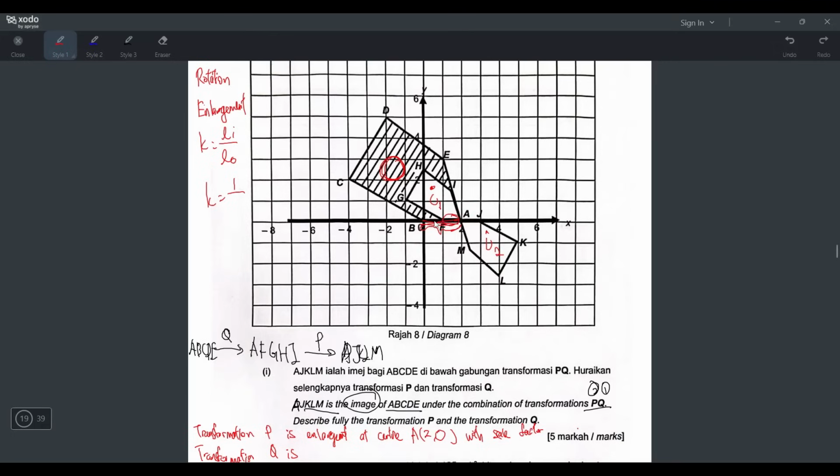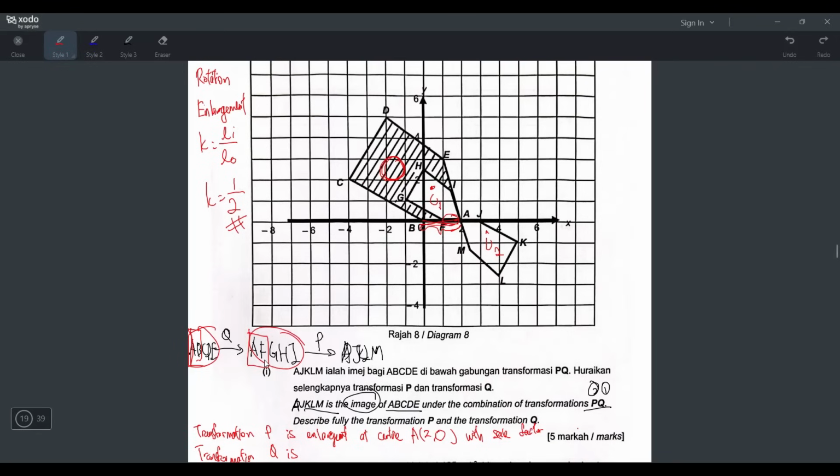So length of image is one, length of object is two. So the scale factor is 1/2. Not 2/1, it is 1/2. Okay, because you have to take image divide object. So you have to take the AF divide AB, because this is the image of enlargement. This is the object, so it has to be AF bahagi AB, not AB bahagi AF.